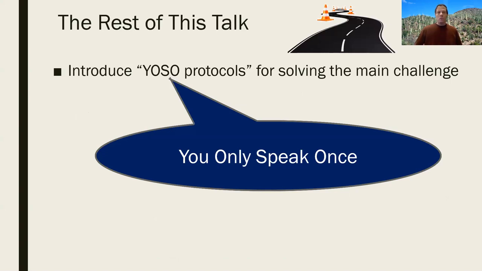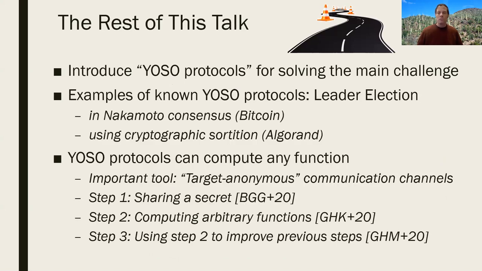For the rest of the talk, what I'm going to do is this. First, I'm going to introduce the style of protocol that we're going to be using for solving this main challenge. We call it YOSO protocols, which stands for you only speak once. I'm going to show you a few examples of protocols that you all know that already have that flavor. In particular, the leader election in Bitcoin, according to Nakamoto consensus, is already that type of protocol. And similarly, the leader election in Algorand that uses cryptographic sortition has the same flavor.